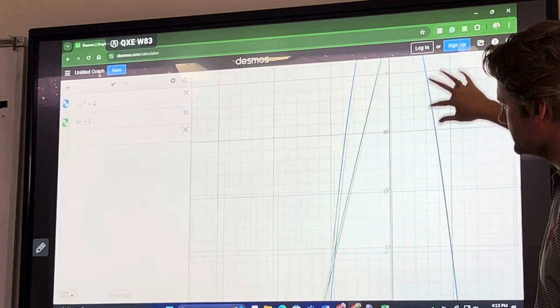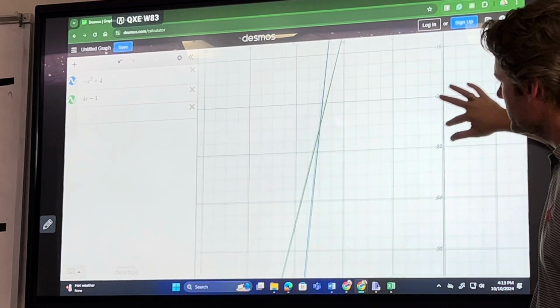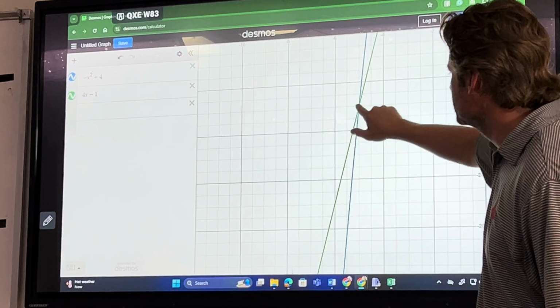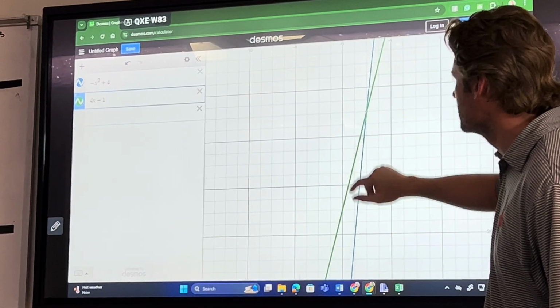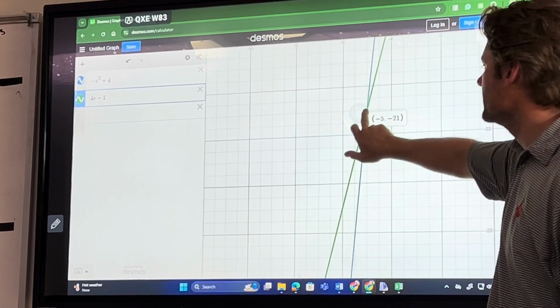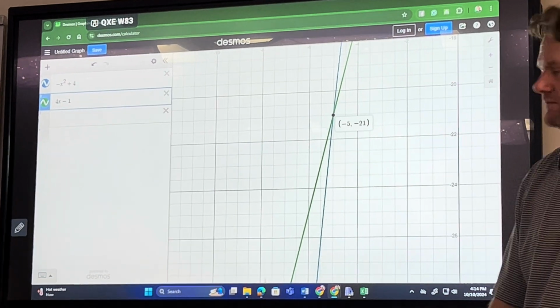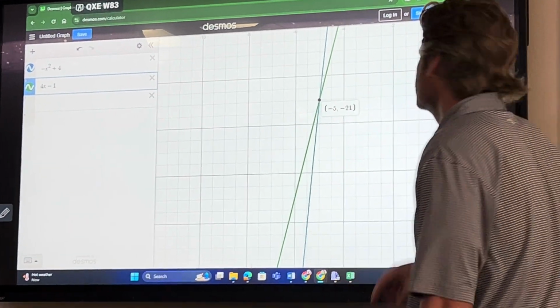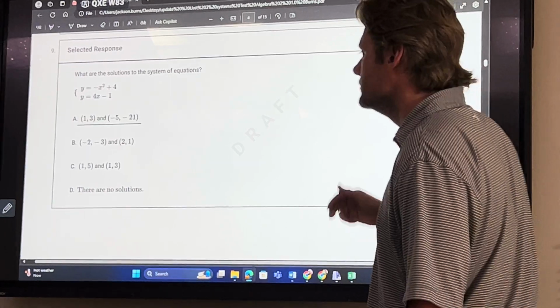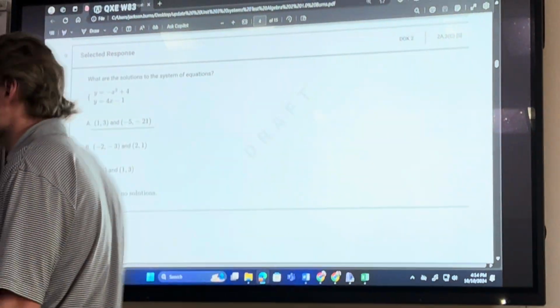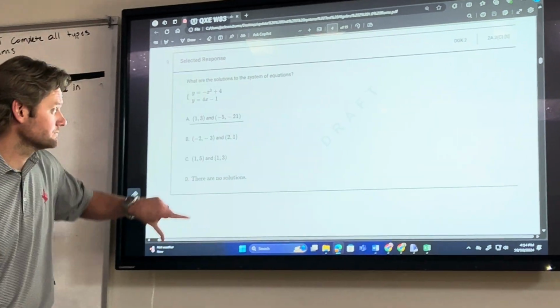But my other point, oh my goodness, way down here, right? I think it's something like right there, which is negative 5, negative 21. All right, so you can find these on Desmos. You can do the math. You can double check your math with Desmos. I think that is the best option.